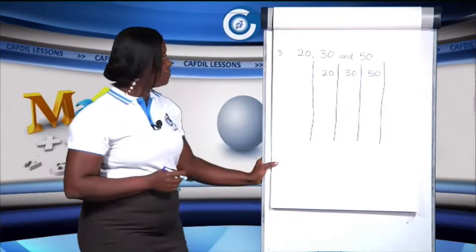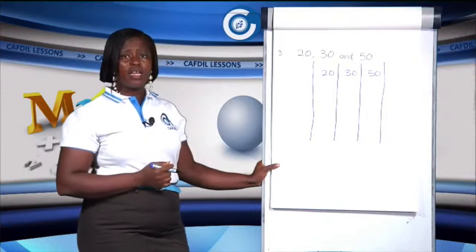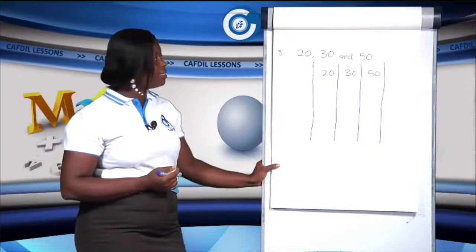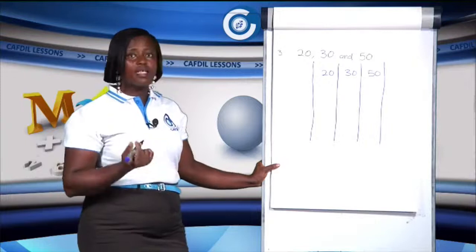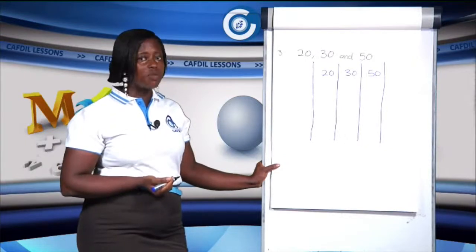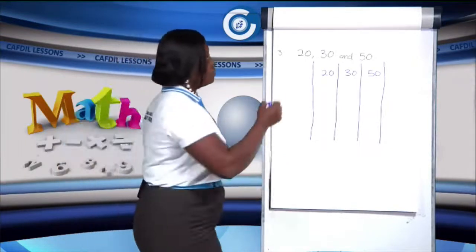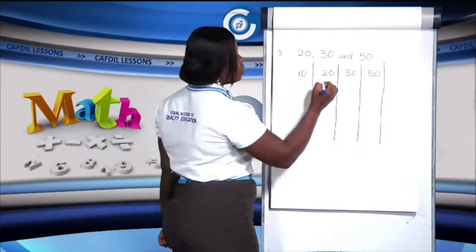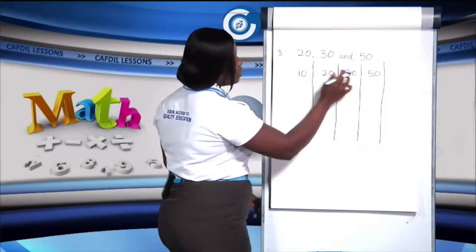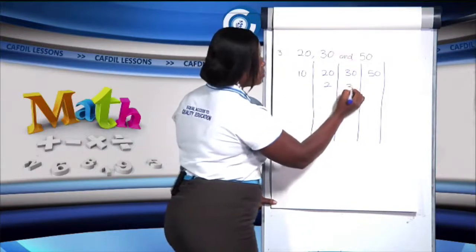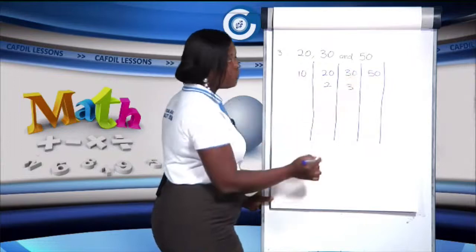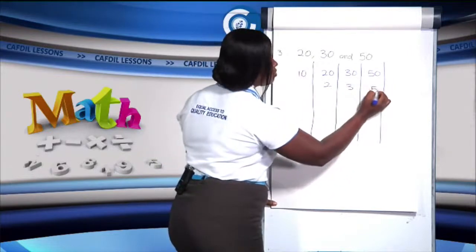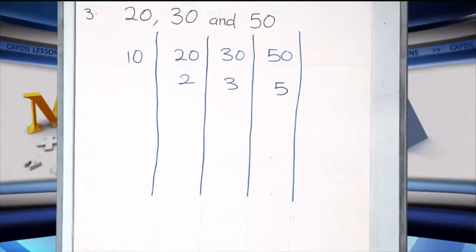Nicely drawn here. Let's look for a number that can divide these numbers. Learners, we can use 10. Can't we? Yes, we can. So 10 goes into 20 2 times, 10 into 30, 3 times, and 10 into 50, 5 times. You see that 10 is a star because it was able to divide all the 3 numbers.